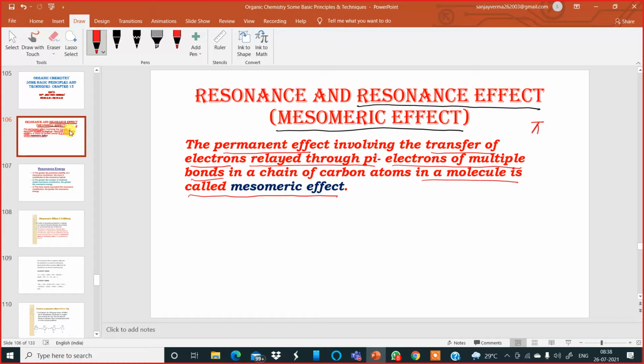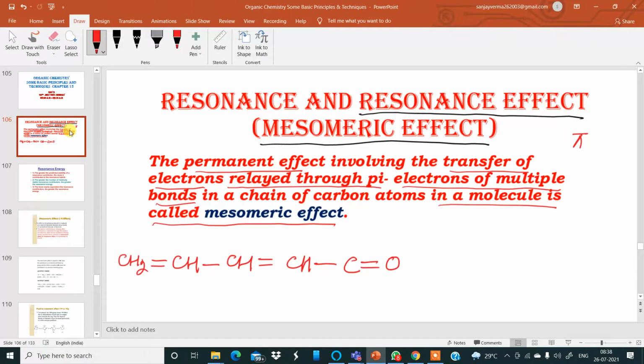I would like to show you one example over here. For example, if I draw the structural formula of an organic compound, CH2=CH-CH=CH-CHO, I am trying to explain the mesomeric effect. Please watch very carefully. As you can see on your screen, this is an aldehyde group over here.